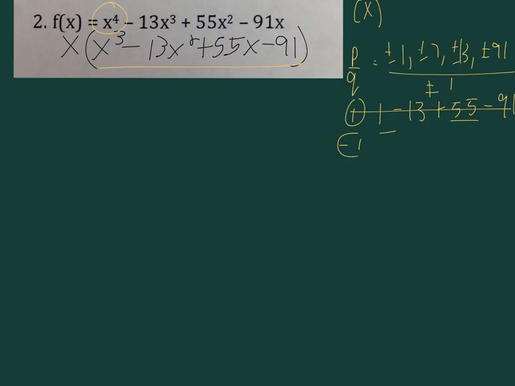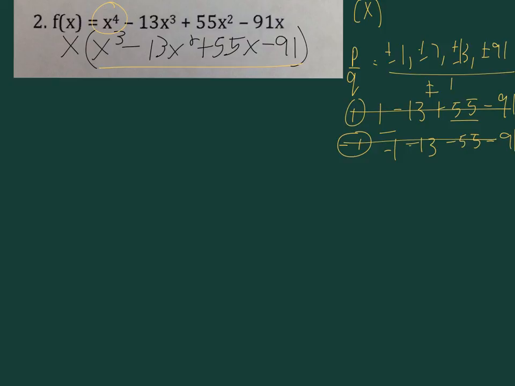So now we can try negative 1. If I try negative 1, then I get negative 1 cubed, which is negative 1, and then negative 1 squared is 1 times a negative 13 is negative 13. And then negative 1 times 55 is a negative 55, and that would be negative 91. Now we can see that all of these are negative, which means there's no way we're going to get to a 0. So negative 1 is also not a solution.